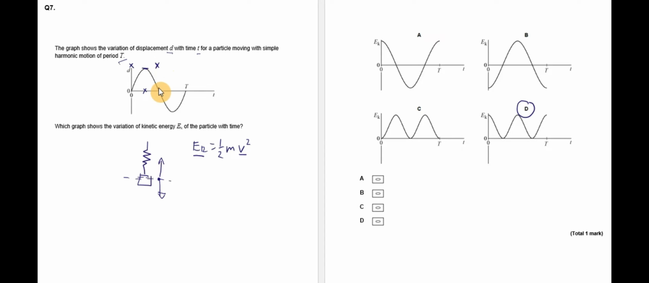energy it's got. Again, look at this point, that's a maximum negative displacement. Whether it's negative or positive displacement, the velocity is 0, therefore the kinetic energy is 0. Once more, 0 displacement, maximum velocity, maximum energy. So we're looking for a graph of something like that shape, which is D.